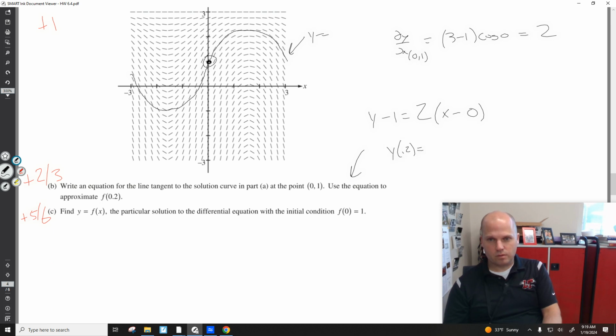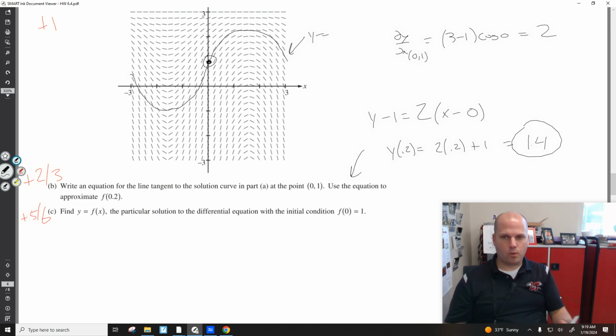y of 0.2 is 2 times 0.2 plus 1. Leave it. That's fine. I'll give you points. Try me. I'm going to give you a point if you leave this. What is bad is if you try to simplify and do it incorrectly.